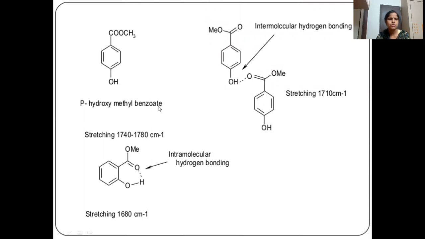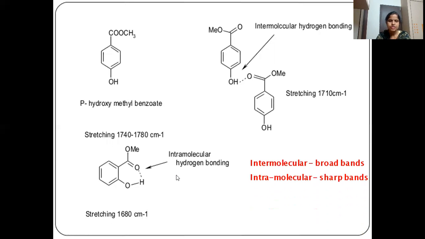This is para-hydroxymethyl-benzoate. Now these are the two molecules of para-hydroxymethyl-benzoate where they are participating in intermolecular hydrogen bonding. And this is another isomer of that where the OH group is ortho. So this is the ortho isomer, ortho-hydroxymethyl-benzoate, which is showing intramolecular hydrogen bonding. You can see the hydrogen bonding is formed within the molecule there.